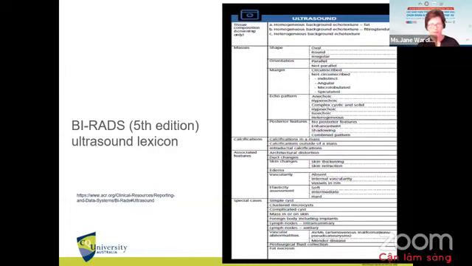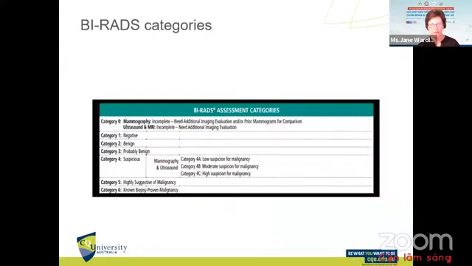Once you've described the mass using all these descriptors, it puts the mass into a category, anywhere from 0 up to category 6. Categories 0 to 3 are most likely benign, so you'll have a specific type of management for that particular mass, and some will require follow-up and some may not. As you get into category 4 and 5, there is definitely going to need to be follow-up, whether further imaging or a biopsy of that mass.